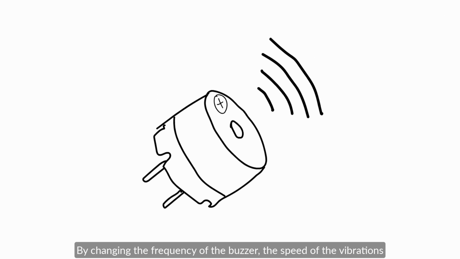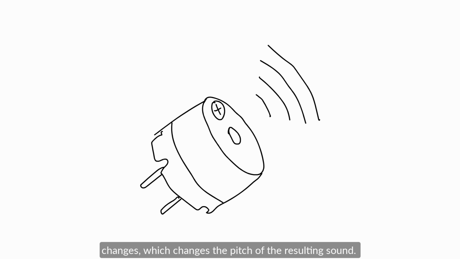By changing the frequency of the buzzer, the speed of the vibrations changes, which changes the pitch of the resulting sound.